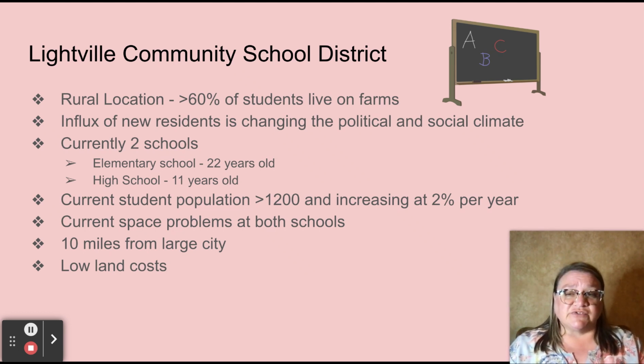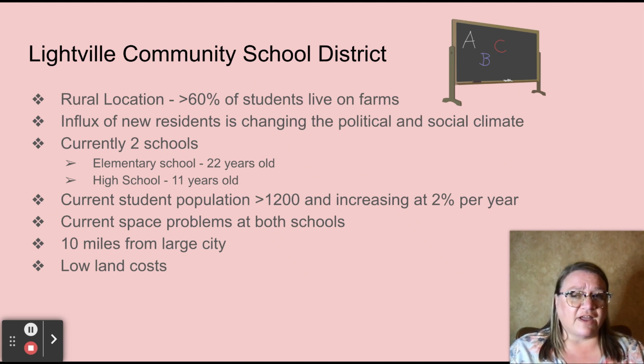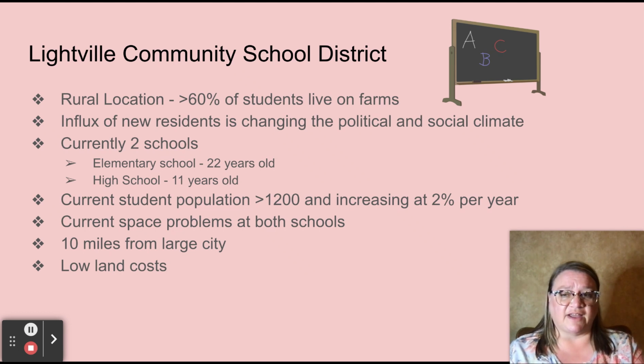Currently, there are two schools, and they are located on one campus. There's an elementary school that's 22 years old, and then there's a high school that's 11 years old. When the high school was built 11 years ago, they anticipated that that would serve the needs of the community for the next 40 years. So they did not anticipate this big influx of new residents, and that's causing some overcrowding problems at both schools. So there are space problems at both the elementary and the high school.